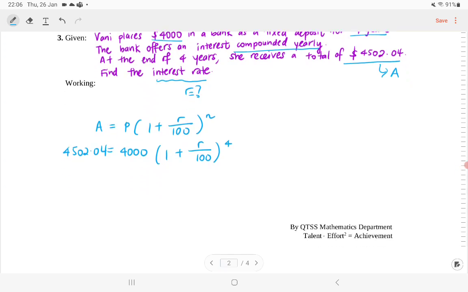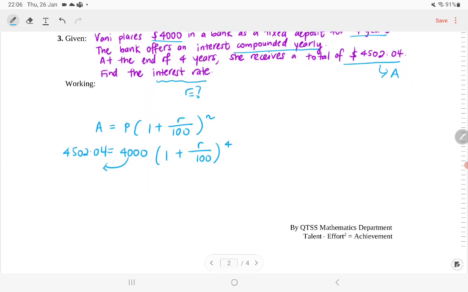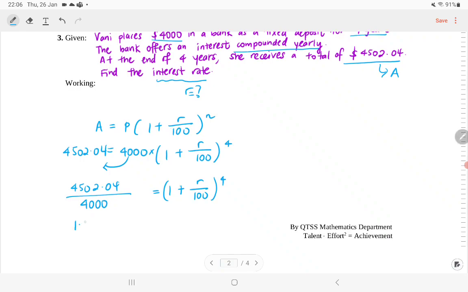The first thing I will do is bring my 4,000 down first. It's a divide because it's connected by times here. So I will divide first, and that will give me 4502.04 divided by 4,000. I get an answer of 1.12551, and that equals 1 plus R over 100 to the power of 4.